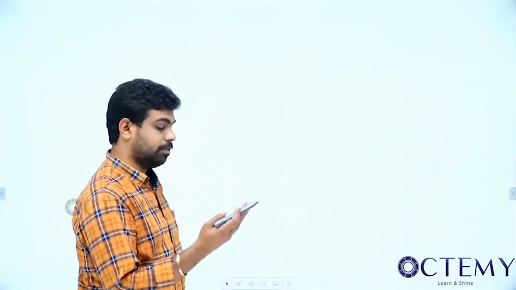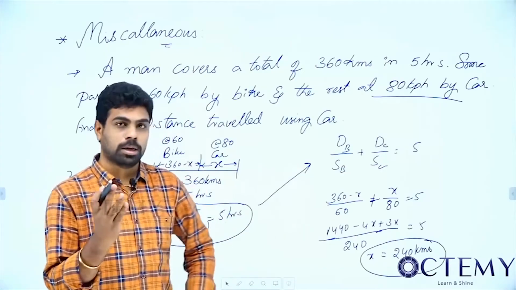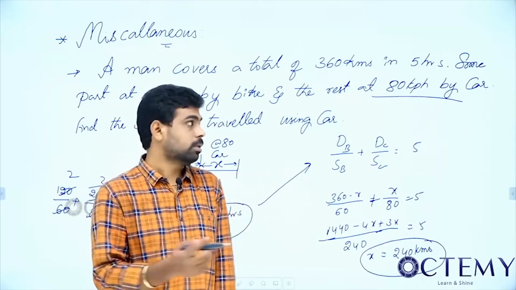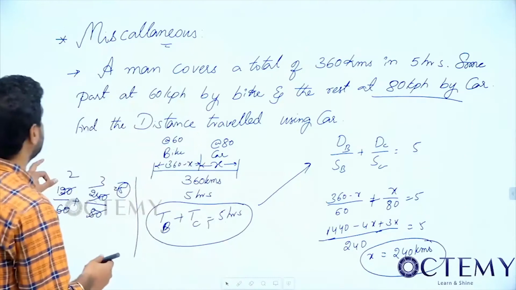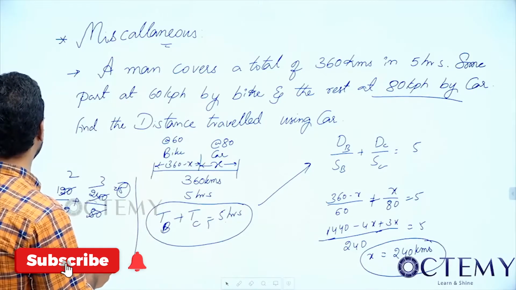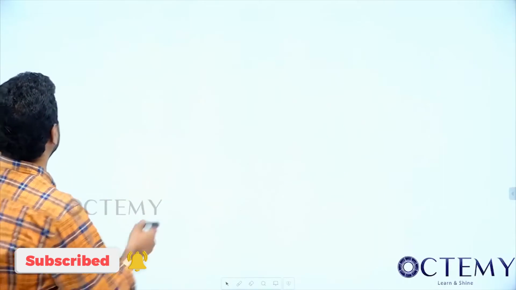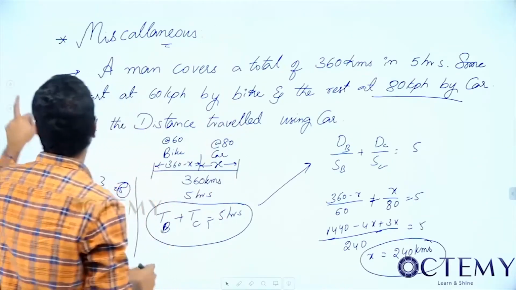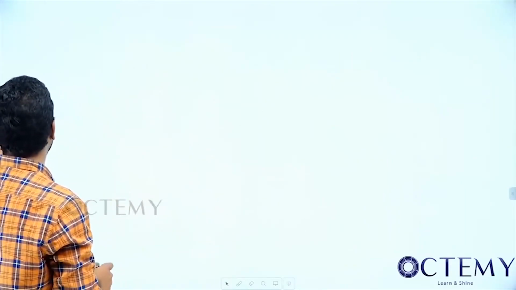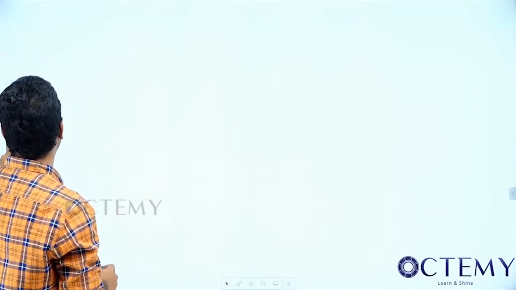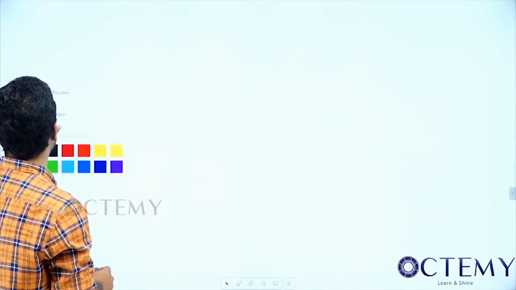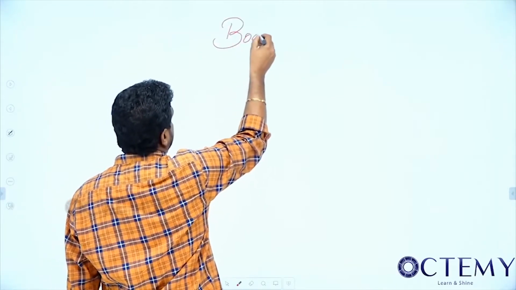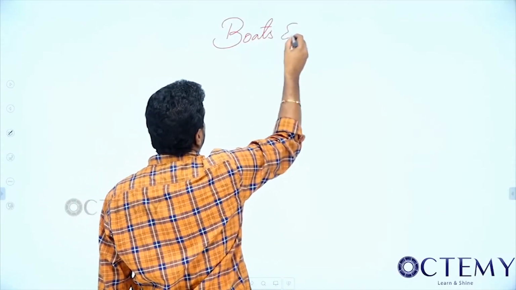In the last class we have seen time and distance and all the classes of time and distance. After that we went through races and circular tracks. Now I will be going through one of the important parts, that is boats and streams. For sure you are going to have at least one question in GATE examination or any competitive examinations on boats and streams.